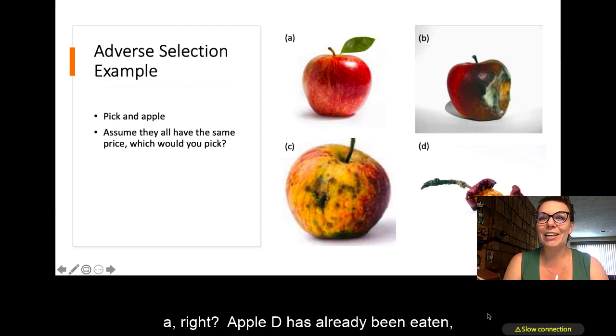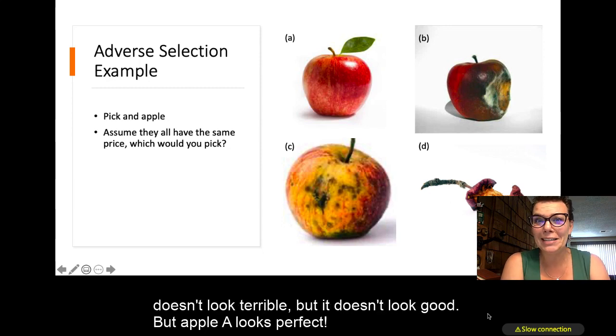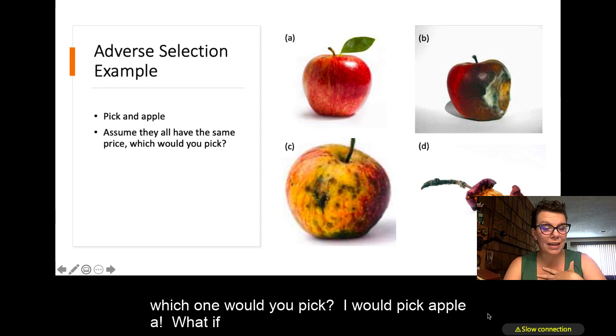Apple D has already been eaten. Apple B is moldy and there's a bite missing. Apple C doesn't look terrible, but it doesn't look good. But Apple A looks perfect. So, if all the apples had the same price, which one would you pick? I would pick apple A.